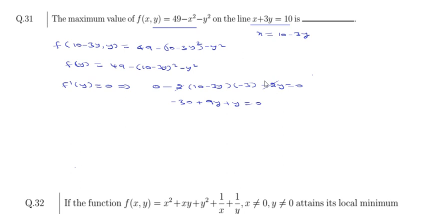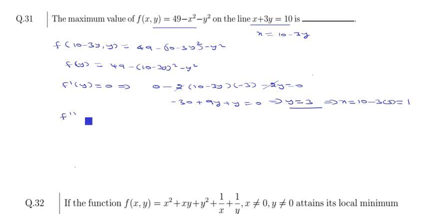So from this we can find y is equal to 3. So minus 30 plus 10y equal to 0, so y is equal to 3. Now we will classify whether the point 3 is a maximum point or a minimum point. Before that we will find the corresponding x. So x is equal to 10 minus 3 times 3, which is 10 minus 9, so 10 minus 9 is 1.